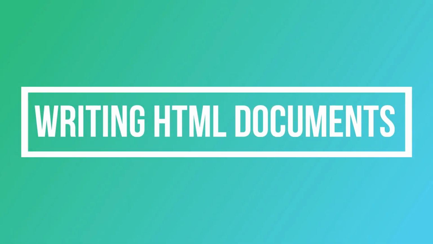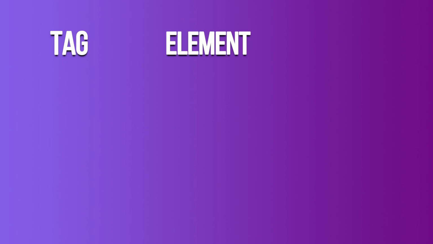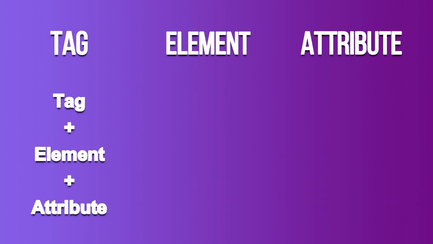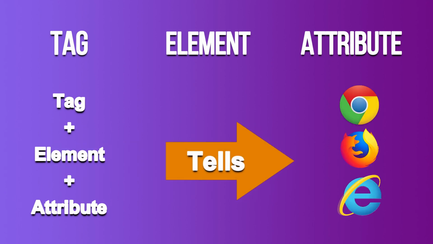Writing HTML documents. Before we start discussing HTML in detail, it will be very good and useful for you to know about some basic terms related to HTML. And these terms are tag, element, and attribute, which work together to identify document parts and tell browsers how to display them.